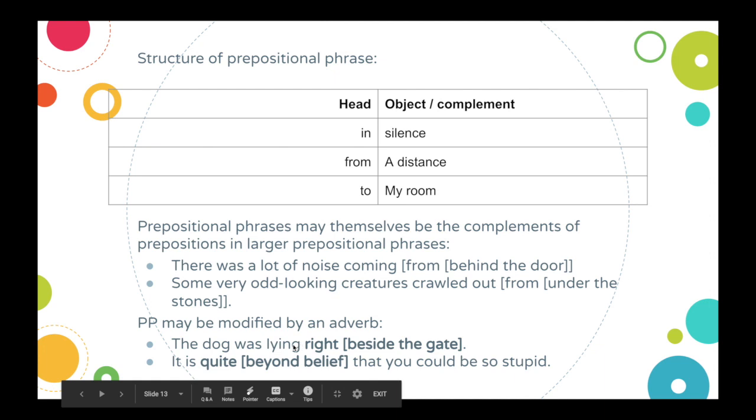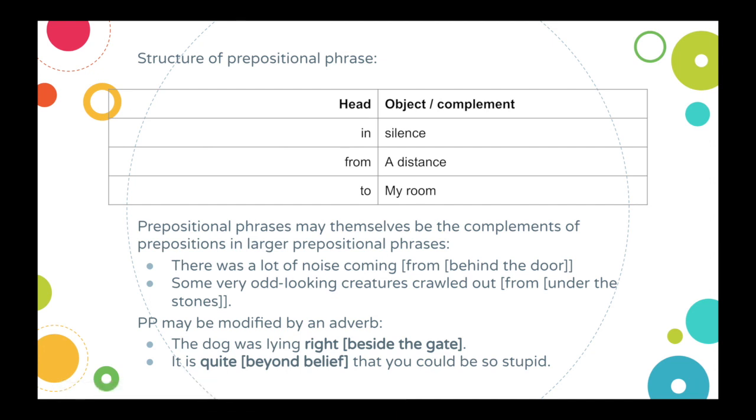Then prepositional phrase may be modified by an adverb. For example, the dog was lying right beside the gate. So this one, beside the gate, the prepositional phrase is modified by an adverb, right, persis. It is quite beyond belief that you could be so stupid. So beyond belief is a prepositional phrase, and the word quite is an adverb that describes the prepositional phrase.